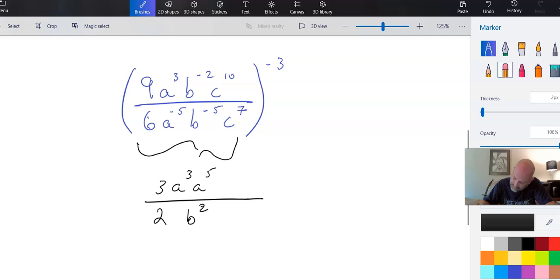What's with me and my handwriting today? Probably the same thing that's with me and my handwriting every day, I guess.